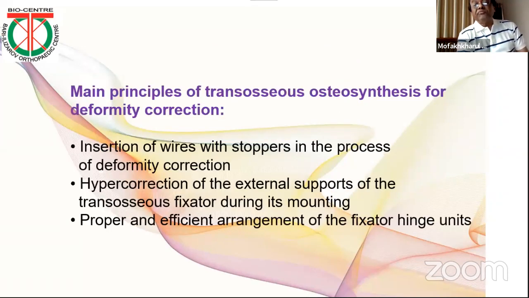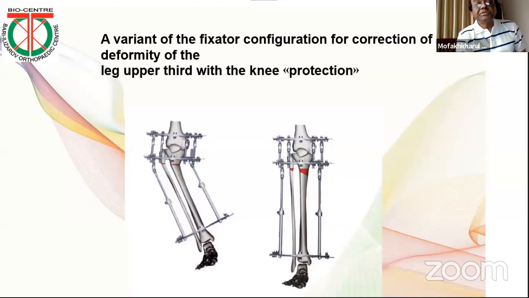Main principles of transosseous osteosynthesis for deformity correction: insertion of wires with stoppers, that is olive wires, in the process of deformity correction, and hypercorrection of the external supports of the transosseous fixator during its mounting. Proper and efficient arrangement of the fixator hinge parts, units. See, this is also a very beautiful drawing from Kurgan.